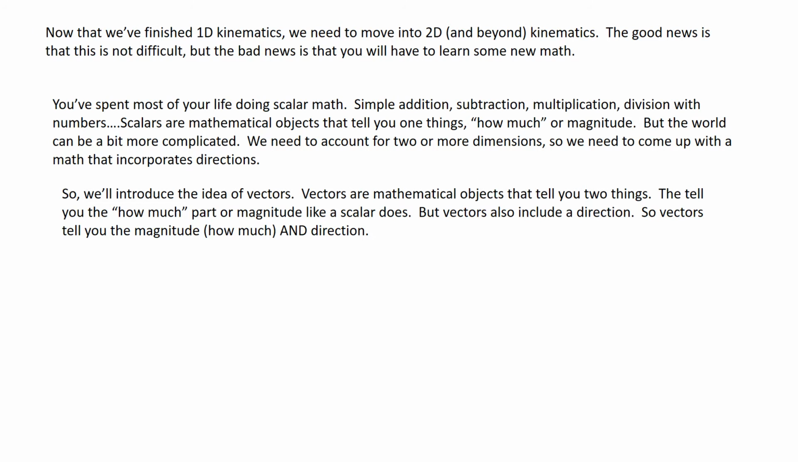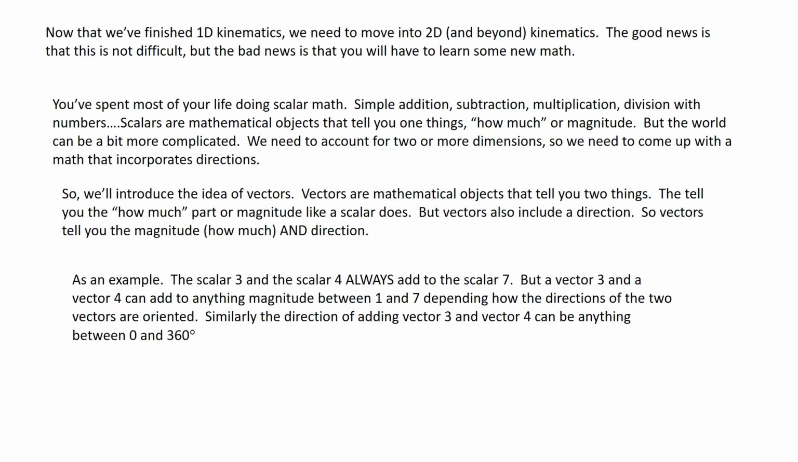Here's an example. The scalar 3 and the scalar 4 always add up to the scalar 7. But a vector 3 and a vector 4 can add up to anything with a magnitude between 1 and 7, depending how the directions of the two vectors are oriented. Similarly, the direction of the sum of the two vectors can be any angle between 0 and 360 degrees.